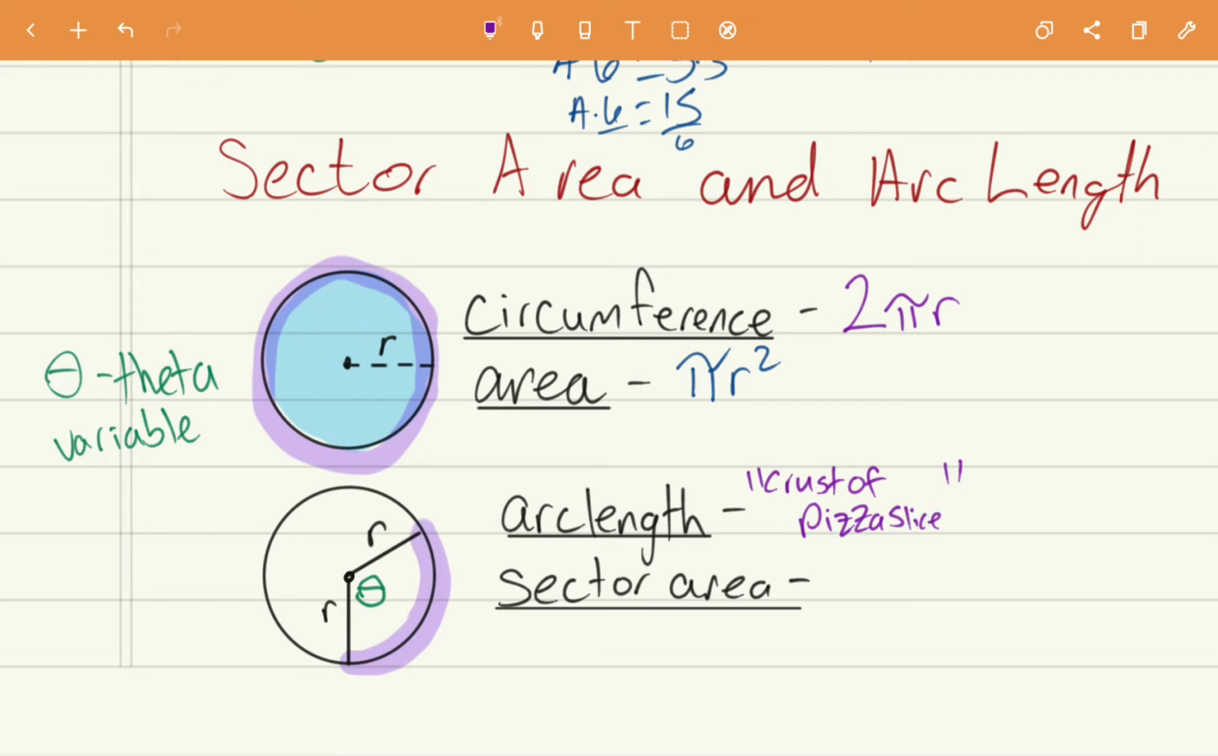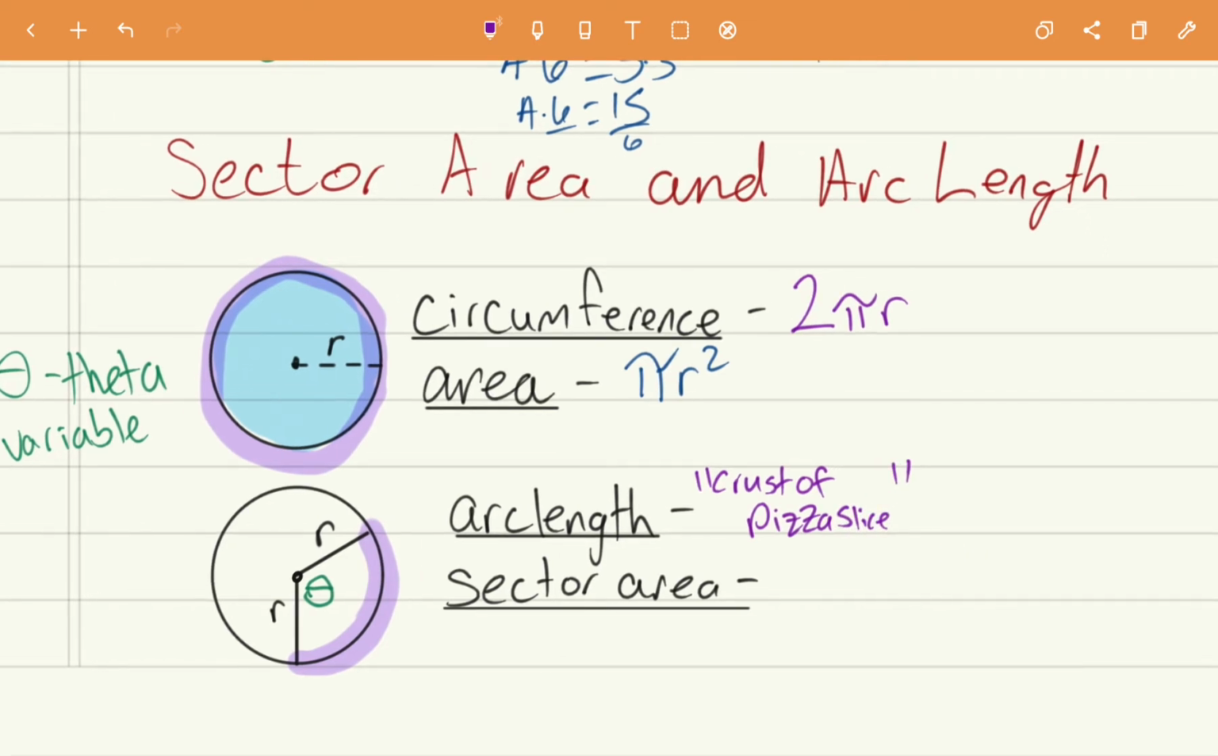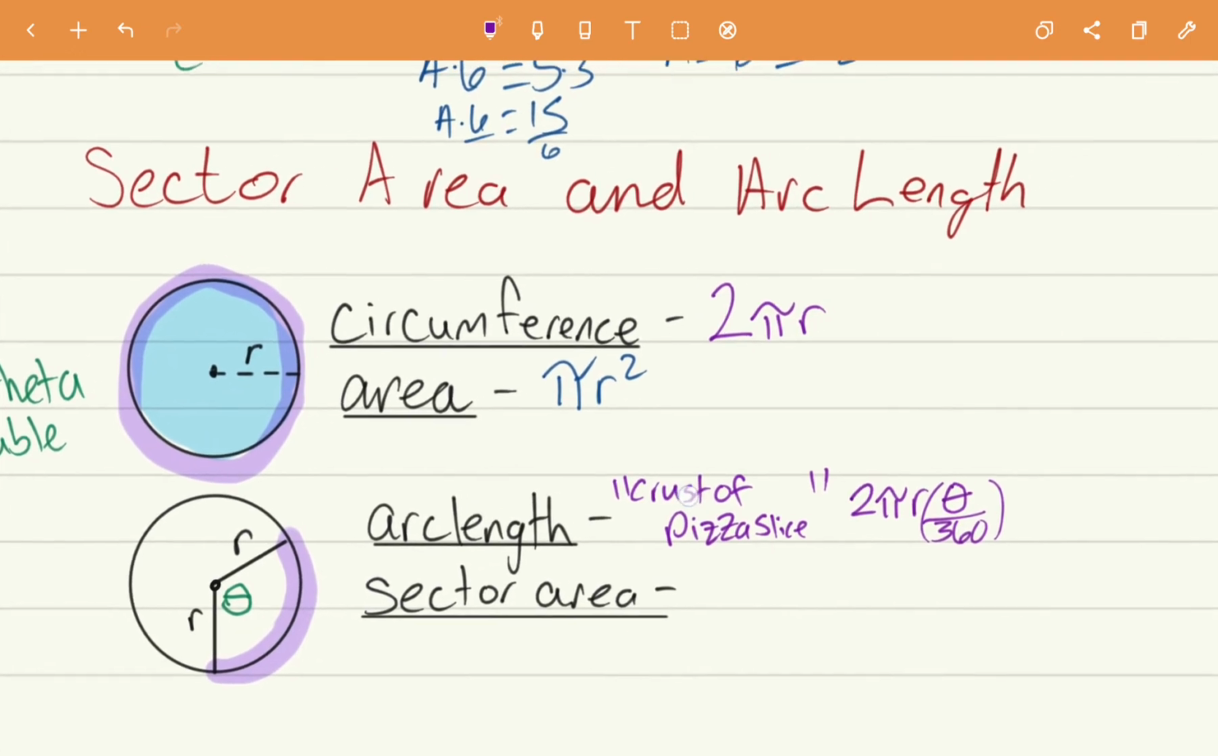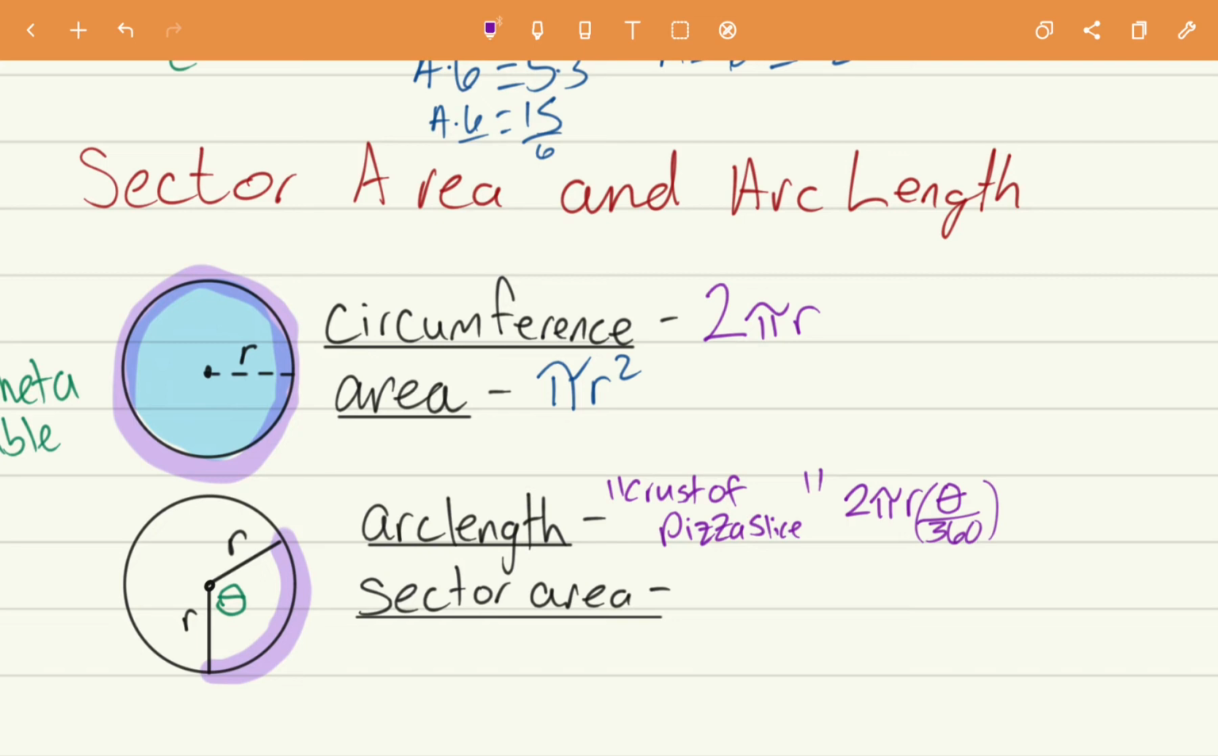Slice. And its formula looks very similar. It's going to be 2 pi r, but we are also going to multiply that by the fraction of theta over 360, theta being whatever the angle is. So we're taking a fraction of that pizza.